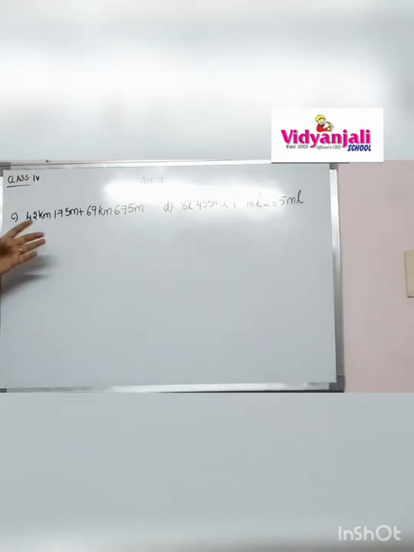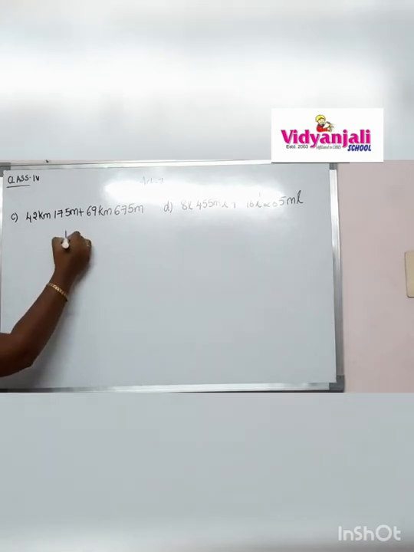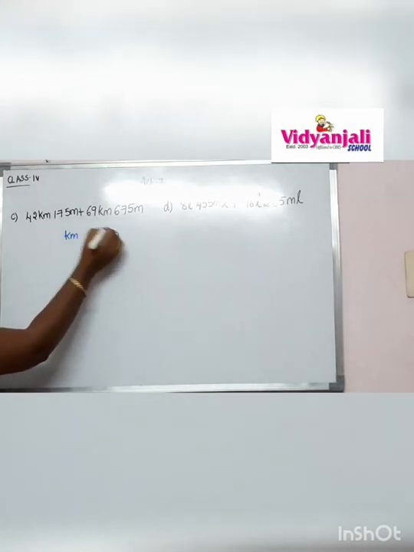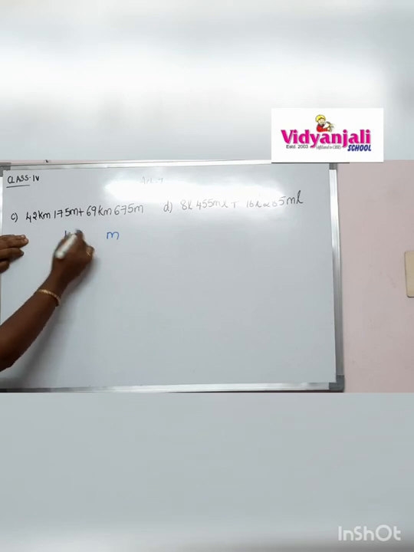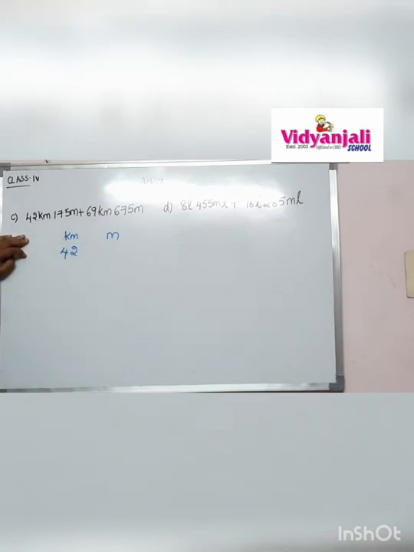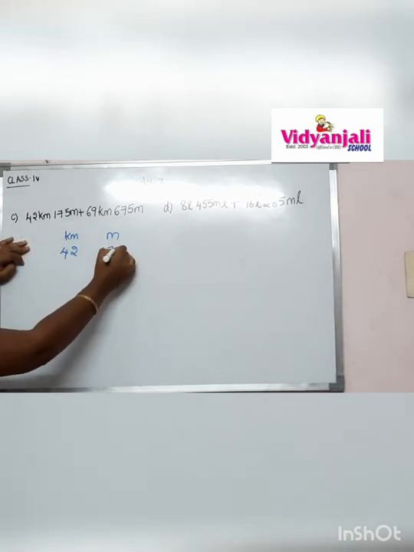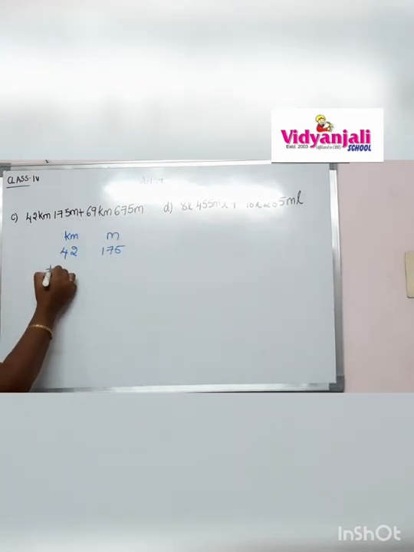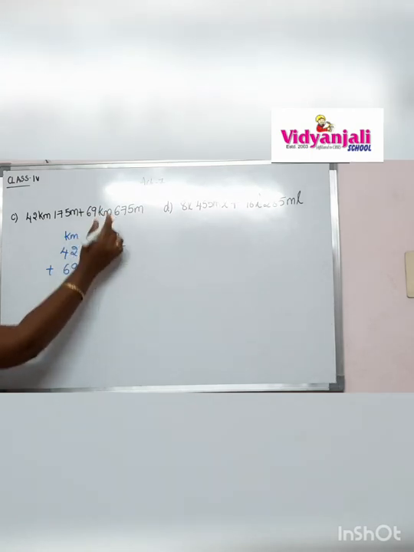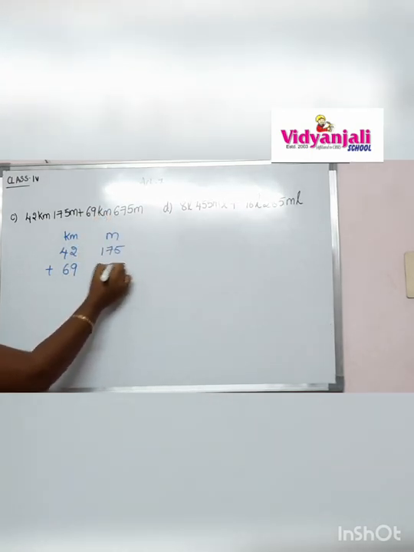Now here comes the third question. 42 kilometers 175 meters. That means they have given the measurements in kilometers and meters. So how many kilometers do we have here? 42 kilometers. How many meters, children? 175 meters. Next, plus 69 kilometers and 675 meters.